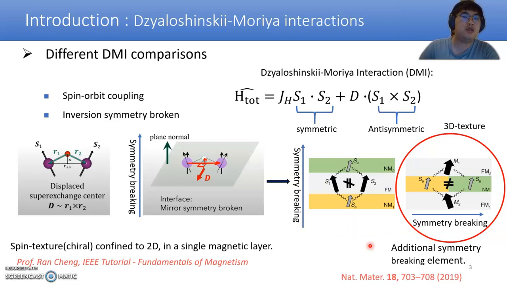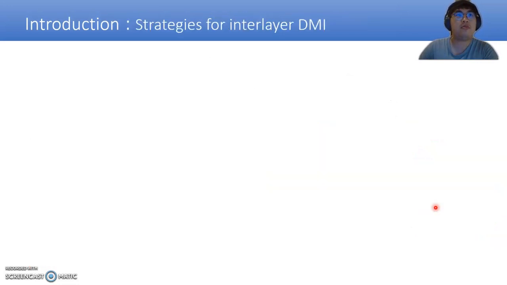On the other hand, theoretical calculations have revealed the possibility to extend DMI to a case of 3D, in which the antisymmetric exchange interaction is between two discrete magnetic layers, rather than a symmetry breaking in the plane normal direction. It is achieved by adding an in-plane symmetry breaking effect into the structure.